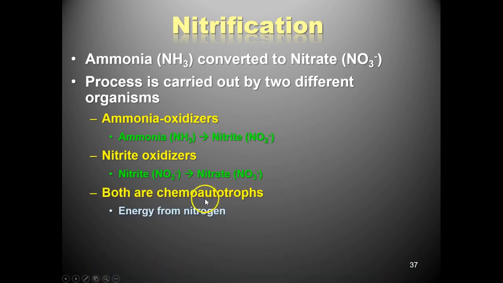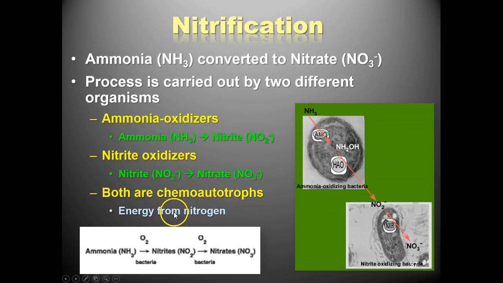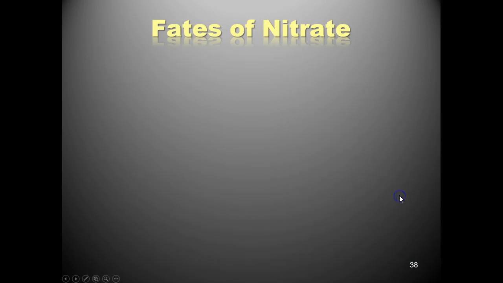Now, these are considered to be chemoautotrophs. They're getting their energy from chemical compounds, but they are getting their carbon from a non-living source. In the particular case with the chemo, they're getting their energy from nitrogen. Here I'm showing you the pathway, and in this image you can see how the ammonia goes in. It gets converted by the ammonium oxidizing bacteria to nitrite, and then the nitrite oxidizing bacteria give you the nitrate.